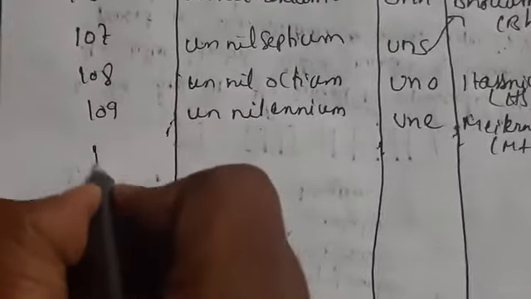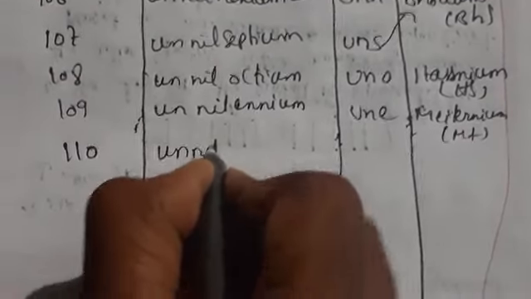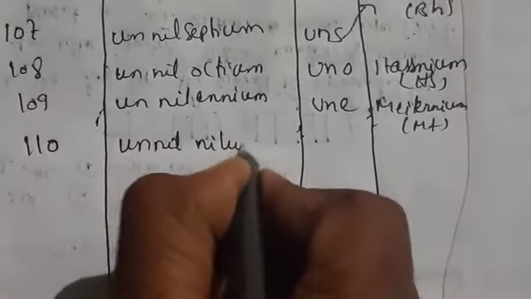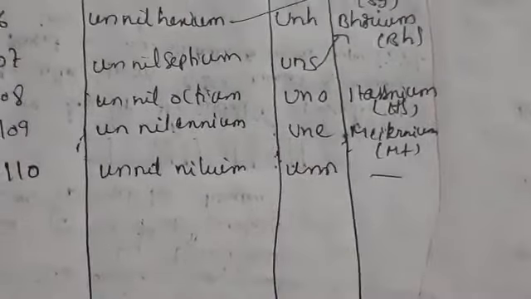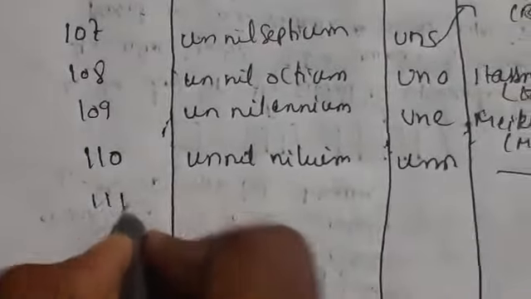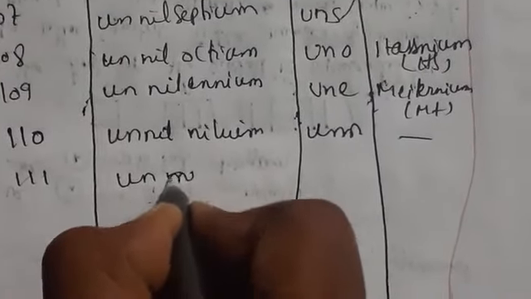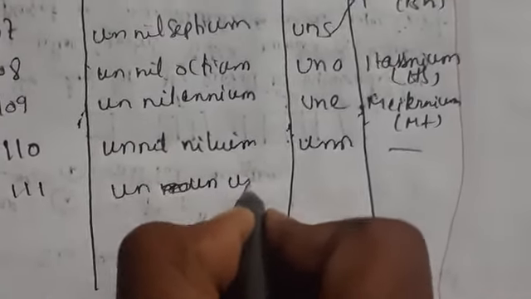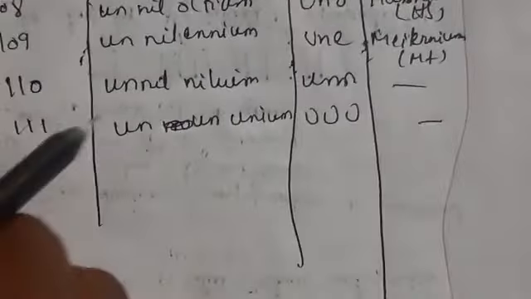If you take 110, it is ununnilium, UNN. It does not have a common name, as it has not been derived up to now. This is an incomplete subshell in the f block. And 111 is unununium, which also does not have a common name.